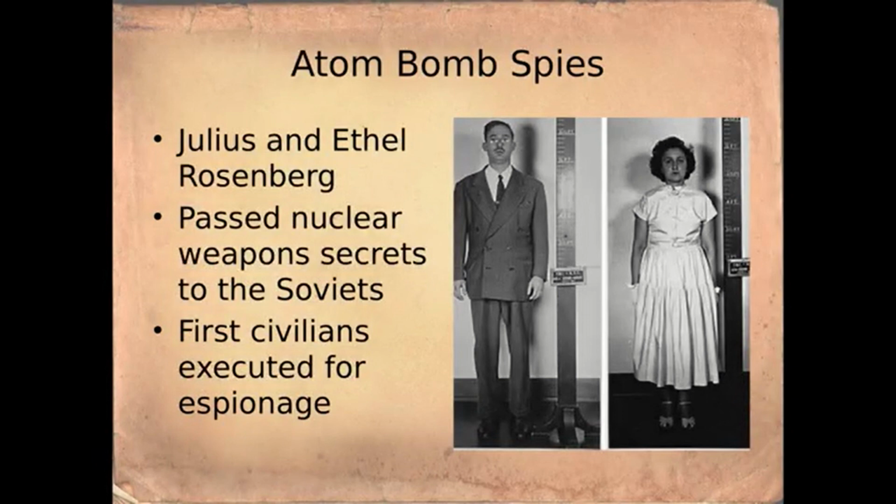David Greenglass gets a 15-year sentence and only served 9. He's the one that actually stole the atomic bomb plans, but it was the Rosenbergs who passed them on to the Russians. They were executed by electric chair in June of 1953, the first civilians ever executed for selling nuclear secrets.